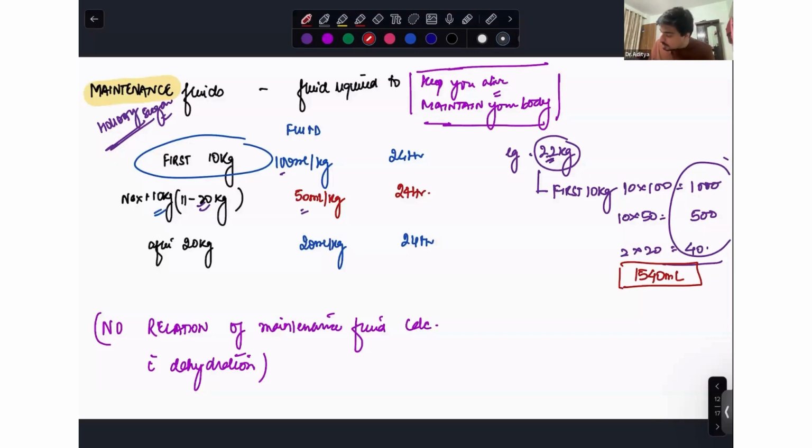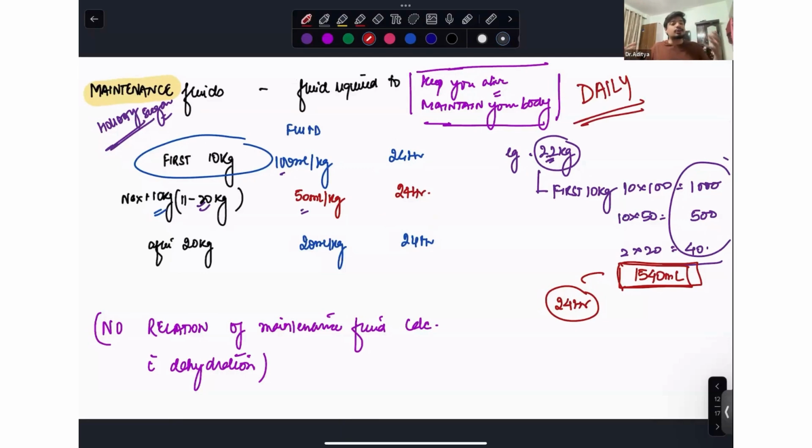And over how much time do you have to give it? You have to give it in 24 hours. This is the daily maintenance fluid. Like I said, I'll again emphasize, this is a fluid that you require on a daily basis. So this 1540 ml needs to be given over the entire one day, over 24 hours. In the last calculation, when we calculated 1250, that had to be given over 24 hours.